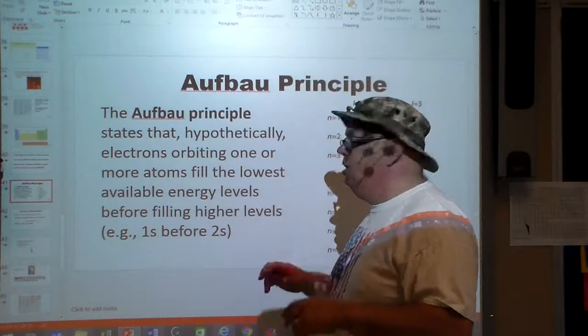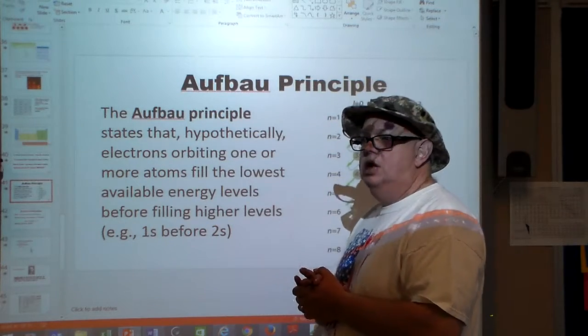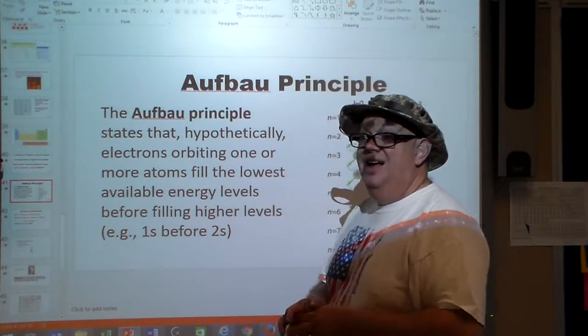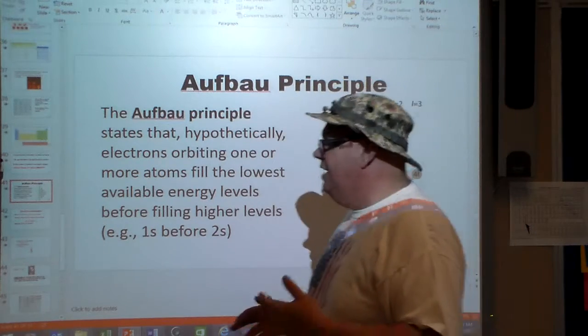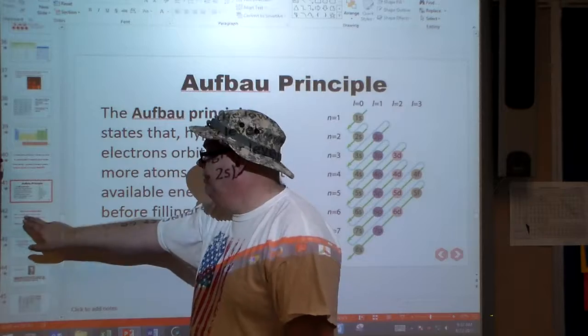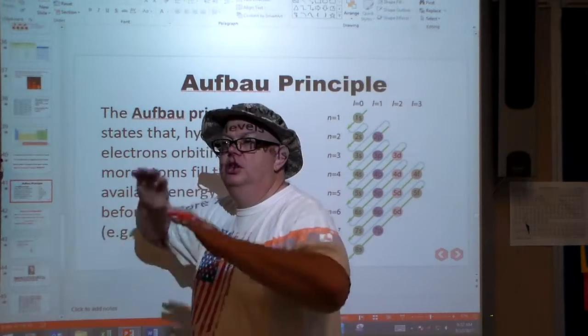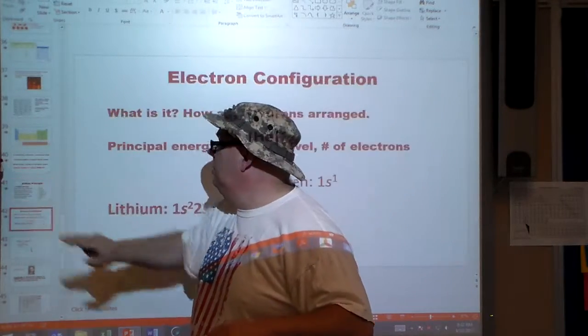And I do give the Jurassic Park parking garage at Universal as an analogy, to give you a rough idea of what that would look like. Okay? So that's the Aufbau principle. You're going to fill the lowest available energy orbital first.